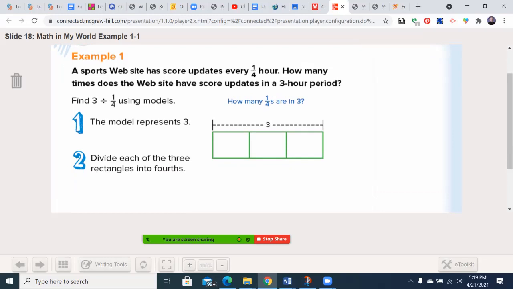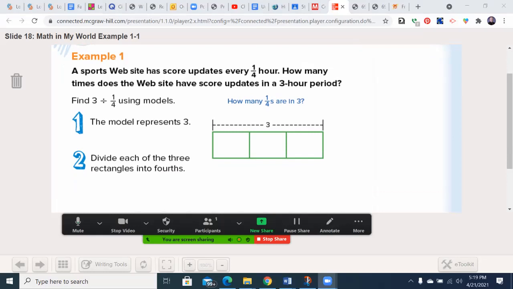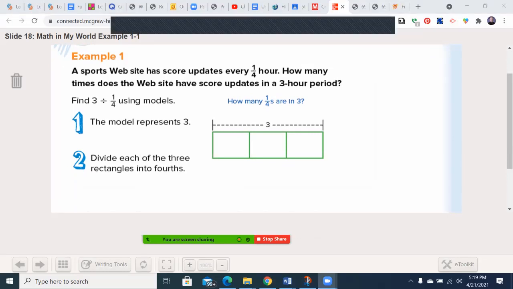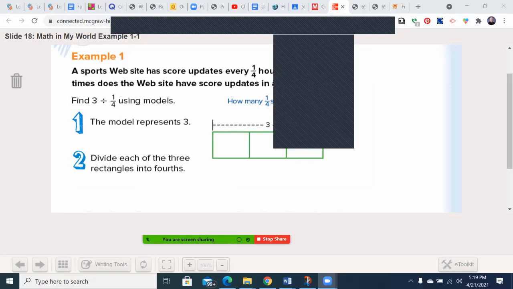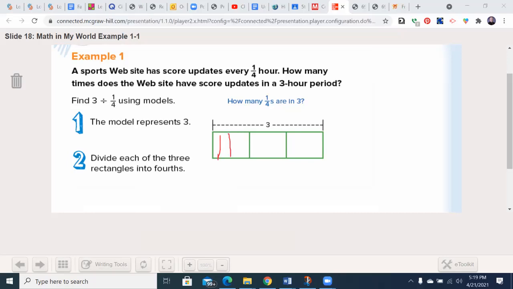The model represents 3. So you have a whole one, 1, 2, and 3, and it's marked there. Then I need to divide each of the 3 rectangles into fourths. And I do that by putting 3 lines, and I'm going to color different than green here. 1, 2, 3. So I have 1, 2, 3, 4. So now I've divided each of the 3 rectangles into fourths. So that's steps 1 and 2. Put them together. Go ahead and draw those in. I'll give you about 30 seconds to do that.